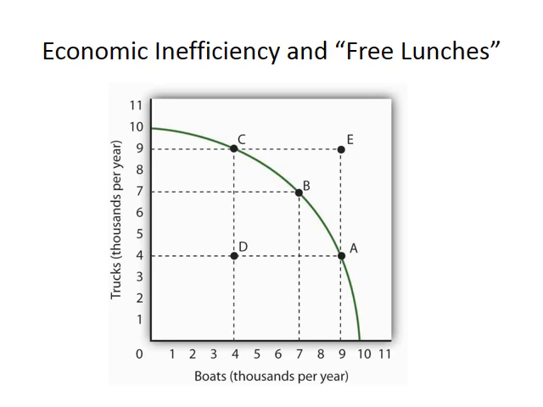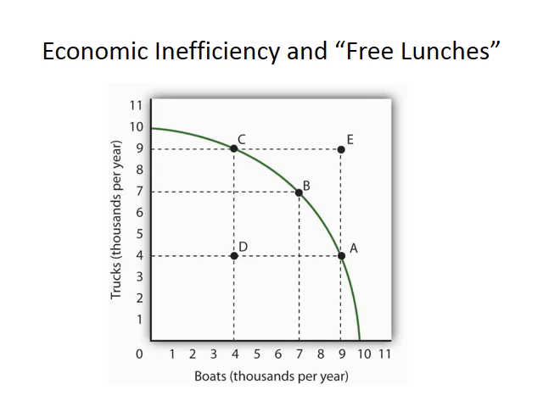Rarely do we use all resources or use available technology. I might have factories or workers sitting idle and not producing anything at all, or working with primitive tools or inefficient productive methods or management. Thus we end up at point D on the graph. We get only 4,000 trucks and 4,000 boats, when with better use of our resources we could have had more of both.